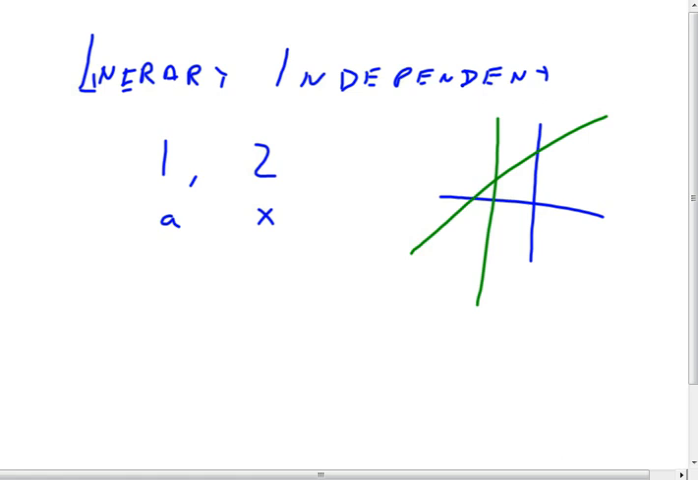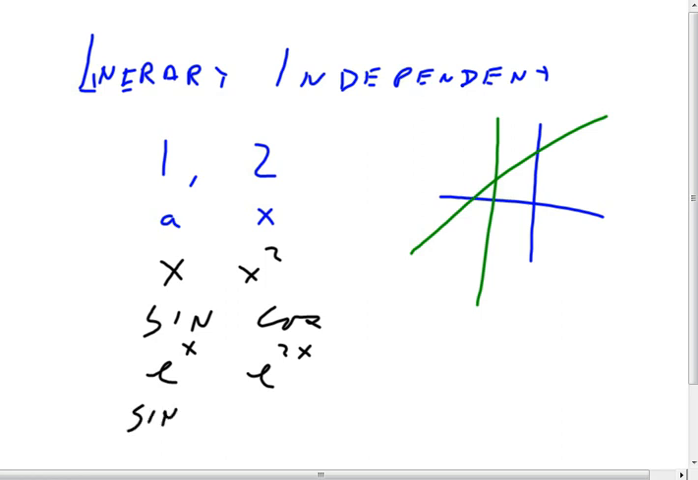How about x and x squared? Are they linearly independent? Yeah. How about sine and cosine? Are they linearly independent? Okay. How about e to the x and e to the 2x? Are they linearly independent? No way I can multiply this guy by some constant. How about hyperbolic sine of x and e to the x? Are they linearly independent?